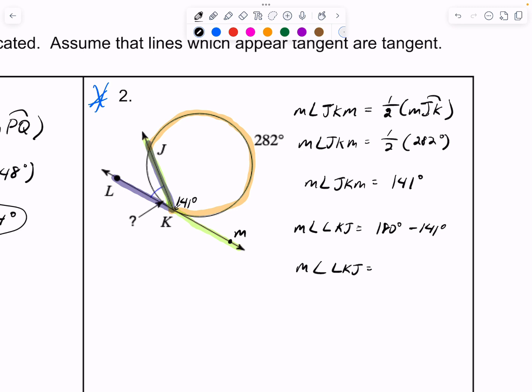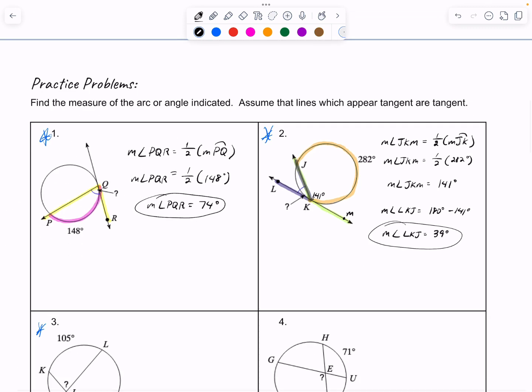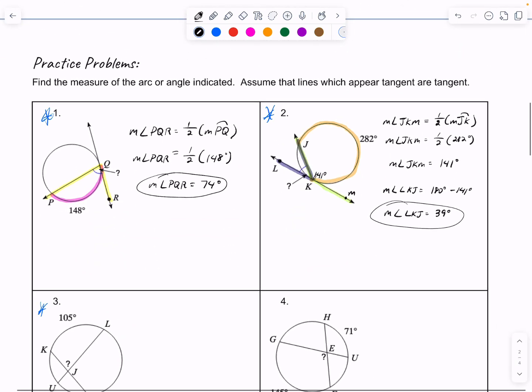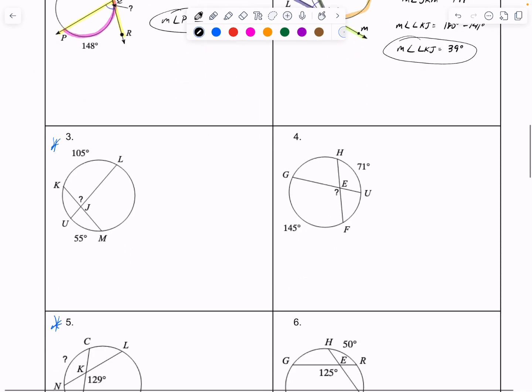All right, so subtracting that is going to give me 39 degrees. So that's how we do that one. Again, that's why I starred 1 and 2, because they're using the same box from the previous page, the tangent chord angle relationship in our circles, but the way that we went about them was a little bit different with that extra step in number 2. Okay, let's do number 3.